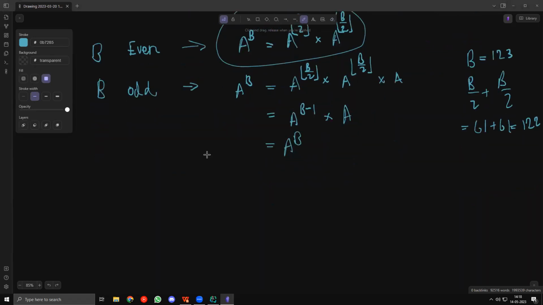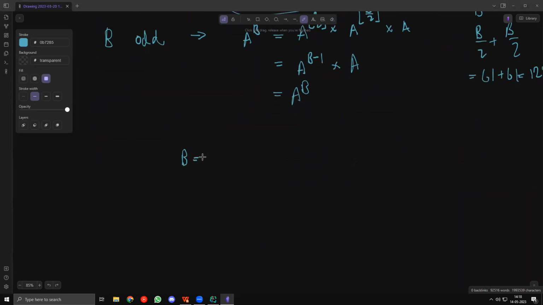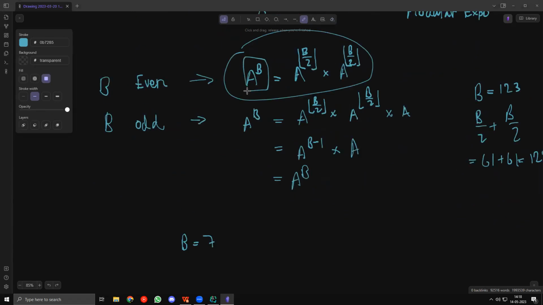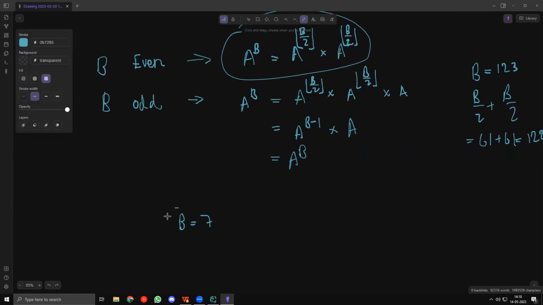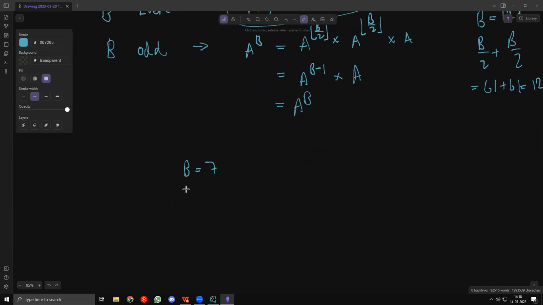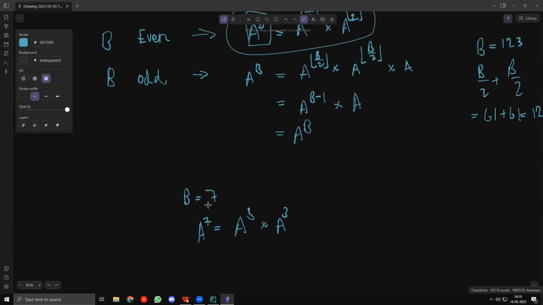So if you have b equal to, let's say, 7, then we want to split this a to the power of b into half. We want to split b into half. But the issue is, if b is odd, then in this case you get a to the power of 7 equal to a to the power of 3 into a to the power of 3. But clearly, this adds up to 6. If you take b by 2, that will be 3. We can't take 3.5.